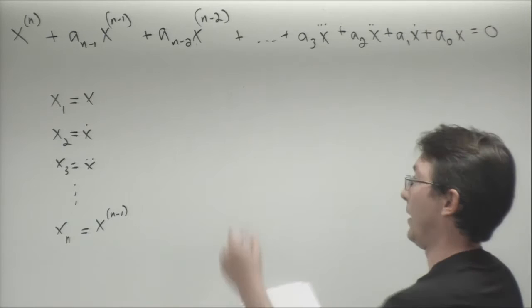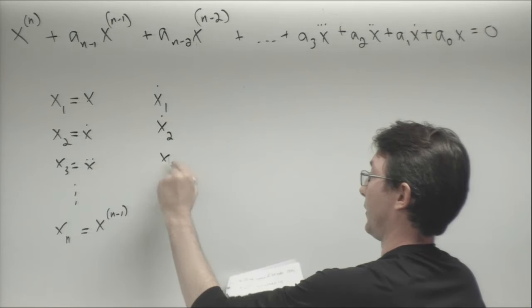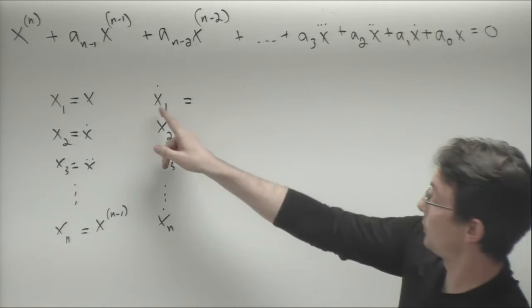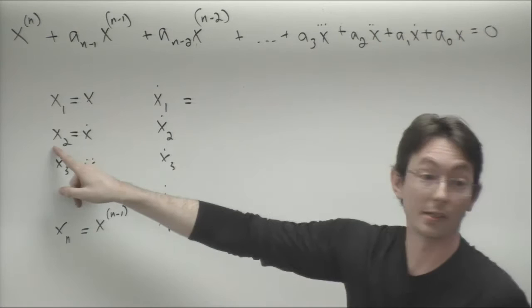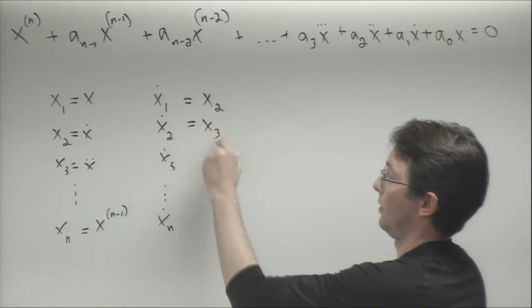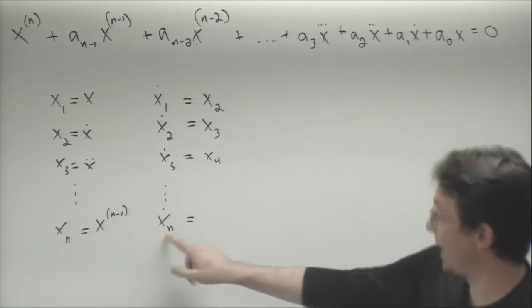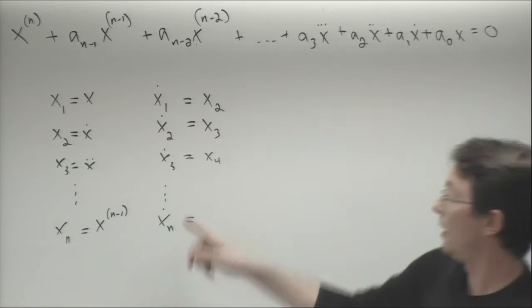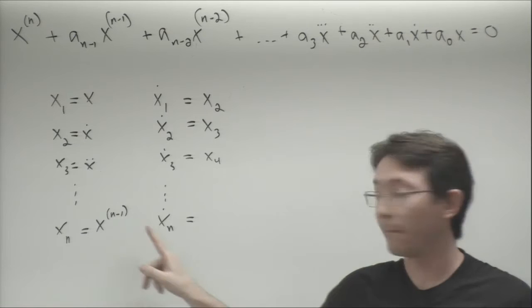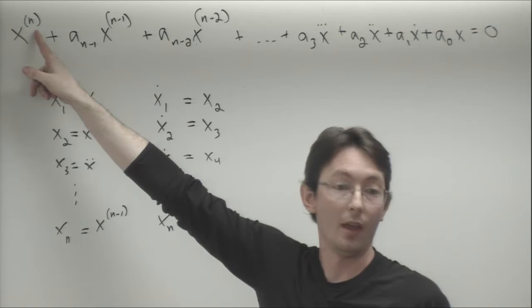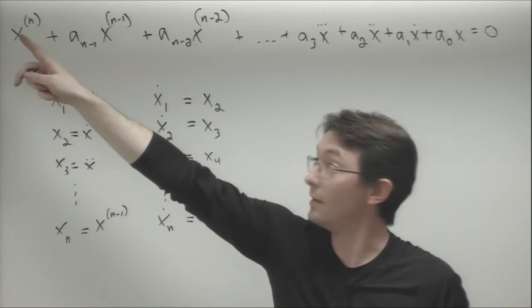And so what we have is x1 dot, x2 dot, x3 dot, and so on. x1 dot is x dot, which is x2. So x1 dot is just x2. x2 dot is x double dot, that's just x3. x3 dot is x4, and so on and so forth. And now this last equation is a little bit funny. This last xn dot equation: xn was the n minus 1th derivative, so xn dot is the nth derivative. And it equals minus all of this stuff, because the nth derivative plus all of this stuff equals 0.